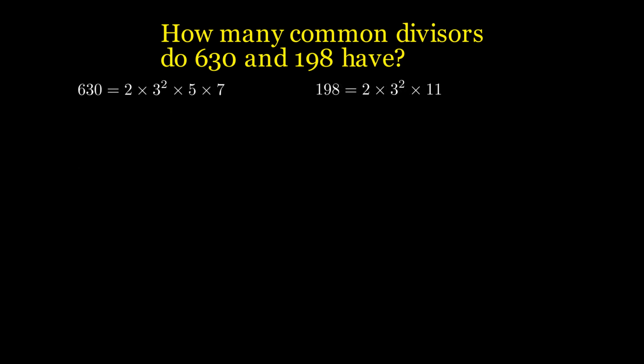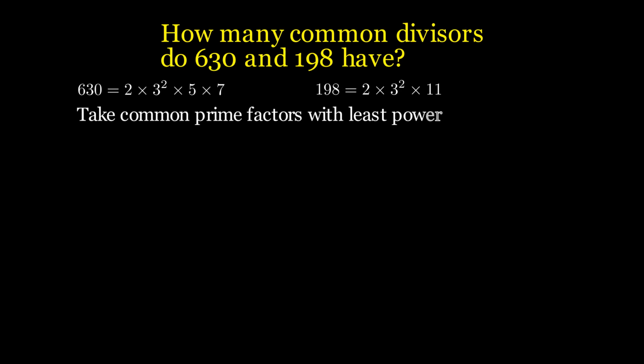Here we have the prime factorization of both numbers. To find the greatest common divisor, we take the common prime factors, choosing the least power of each. Both numbers share a factor of 2 and 3 squared. Multiplying, we get 18.